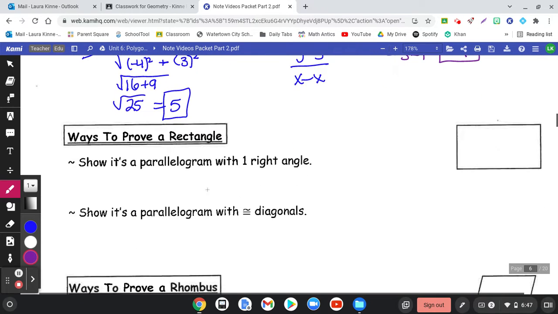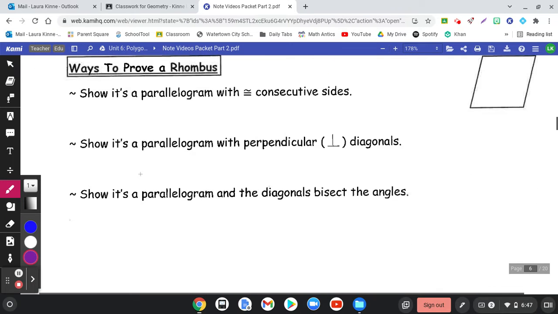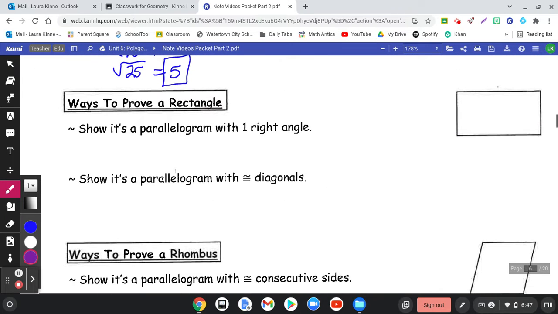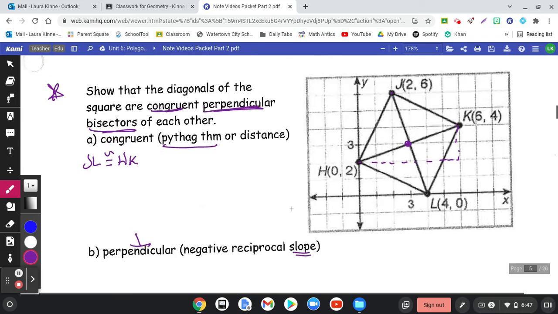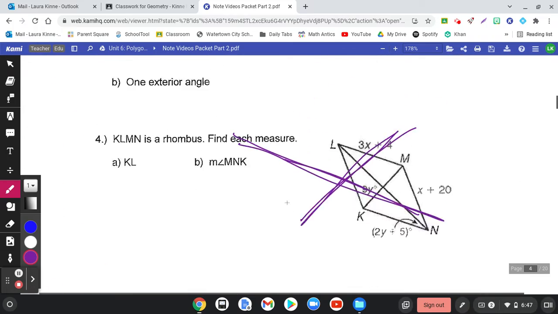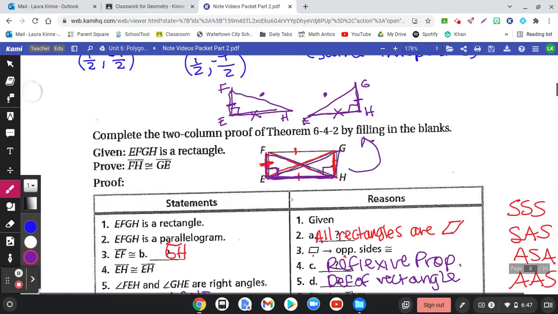All right, so there's different ways to prove each of these. So first of all, to prove a rectangle, I've broken it down. You can show it's a parallelogram with one right angle, or you can show it's a parallelogram with congruent diagonals. Now let's look back at a parallelogram though. Way back on the first page.